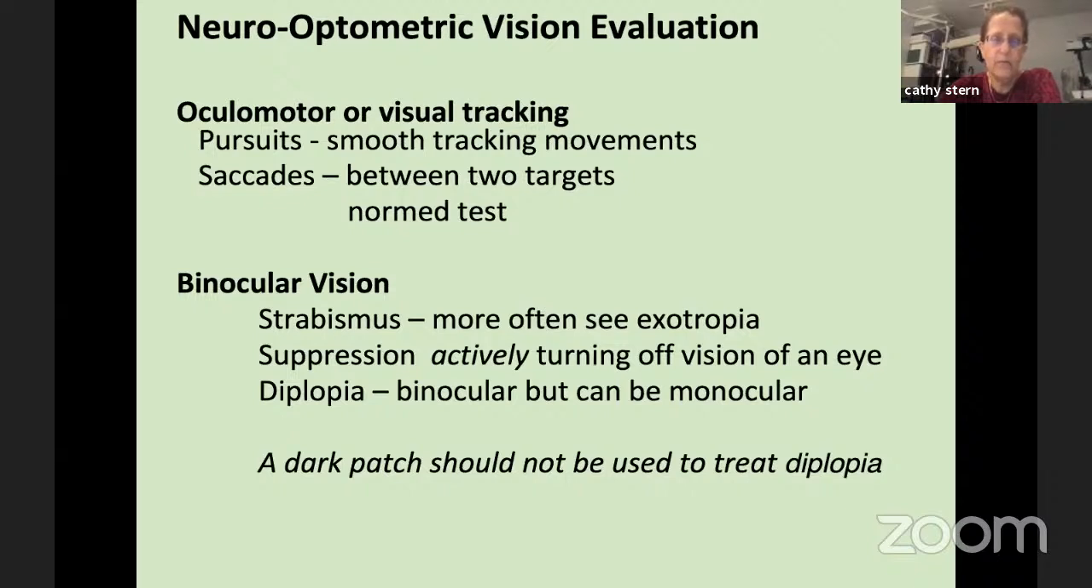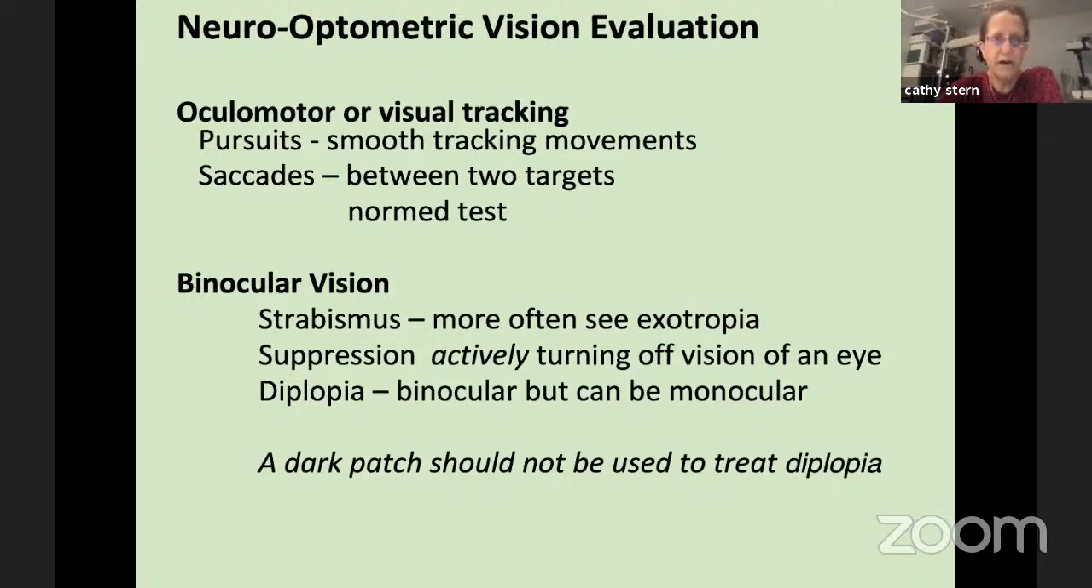And when patients see double, you may want to ask them at first, or when they're in your office, if you cover one eye, does it go away or not? Because I do see patients who present with monocular diplopia. And what they tend to do in a lot of rehab settings is that if someone is seeing double, they put a dark patch on one eye. That is probably one of the worst things we can do for a patient.